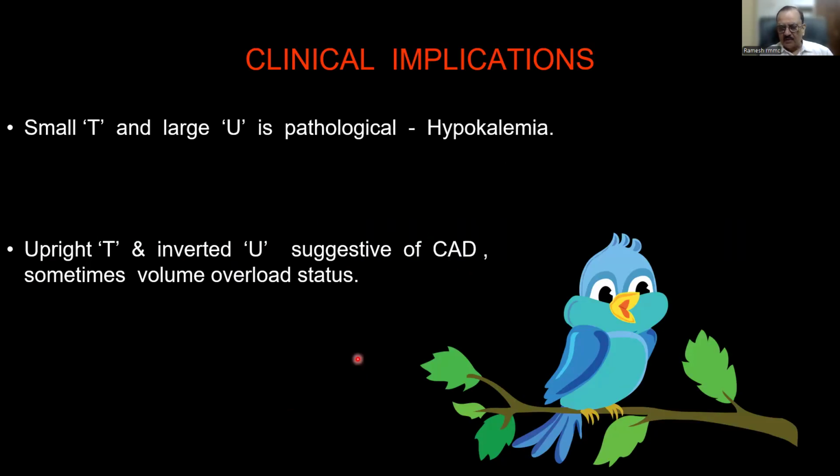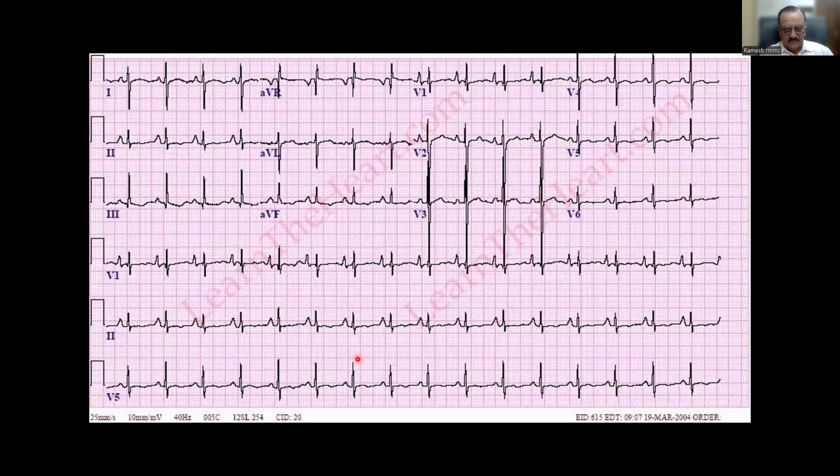So we have completed all the waves: P, Q, R, S, T, U. Every wave we have seen. Let's see how much you remember. Overall, you have to look at P, Q, R, S, T, everything. See this ECG. Do you see any abnormality in this ECG?